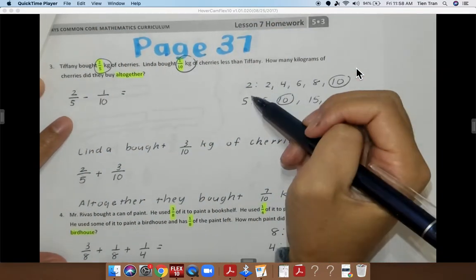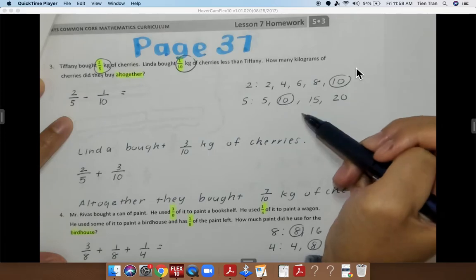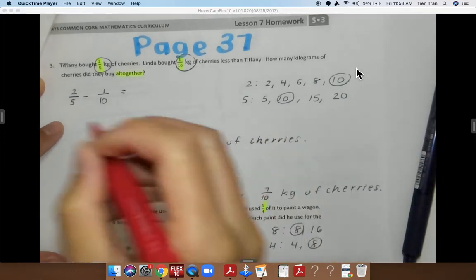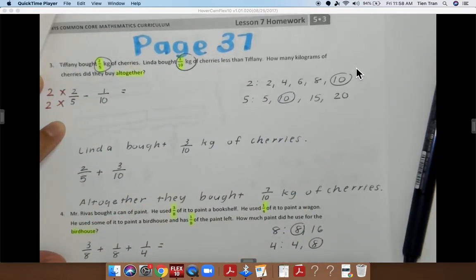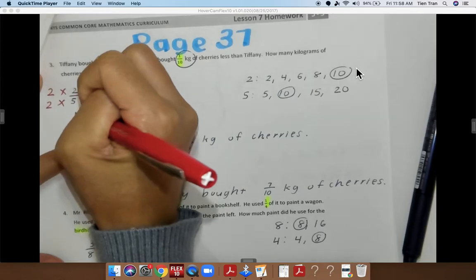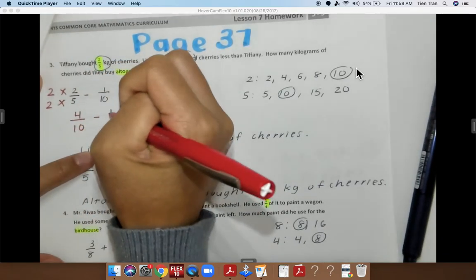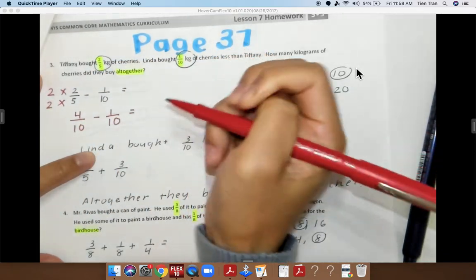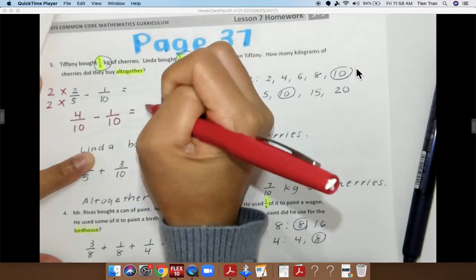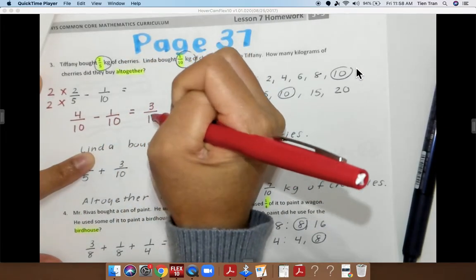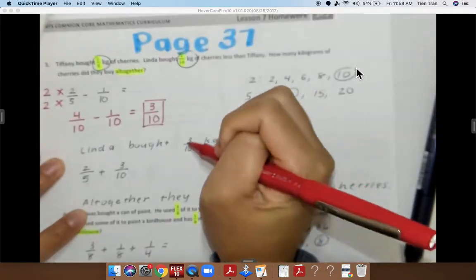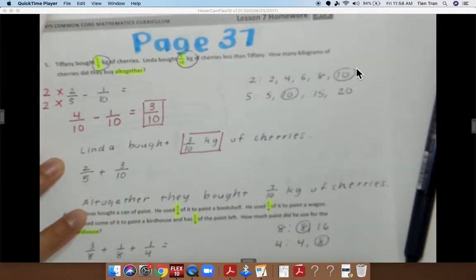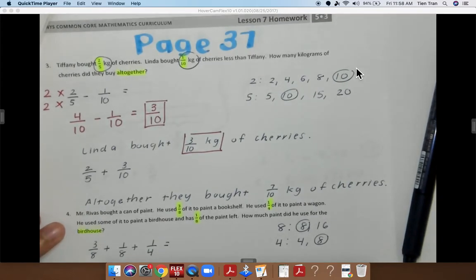I first found my multiples for 2 and 5, and I noticed that it was 10. So I'm multiplying my top and bottom number by 2 because 5 times 2 is equal to 10, and 2 times 2 is equal to 4. So I have 4/10 minus 1/10. That gives me 4 minus 1 is equal to 3, and my denominator stays the same, so it is 10. So I get 3/10 kilograms of cherries that Linda bought.